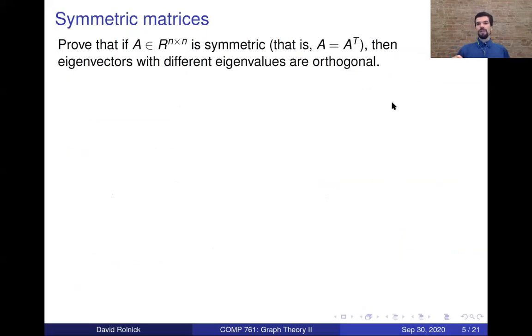Now, that was for general matrices, showing that eigenvectors are linearly independent. Now, what if the matrix is symmetric? Let's prove that the eigenvectors are actually orthogonal.